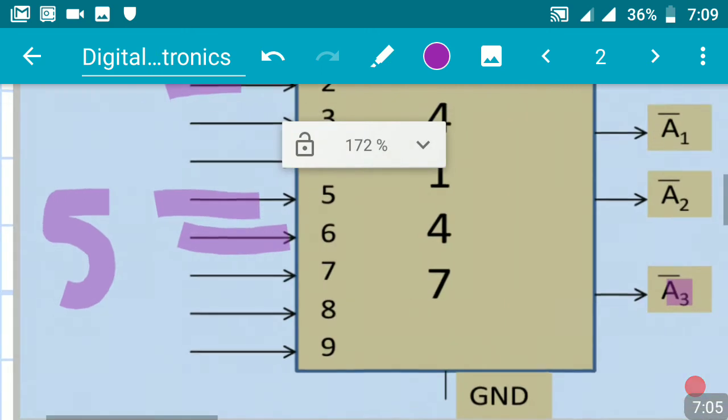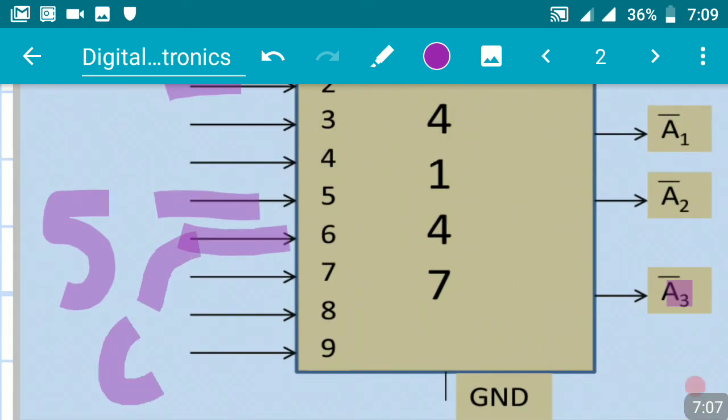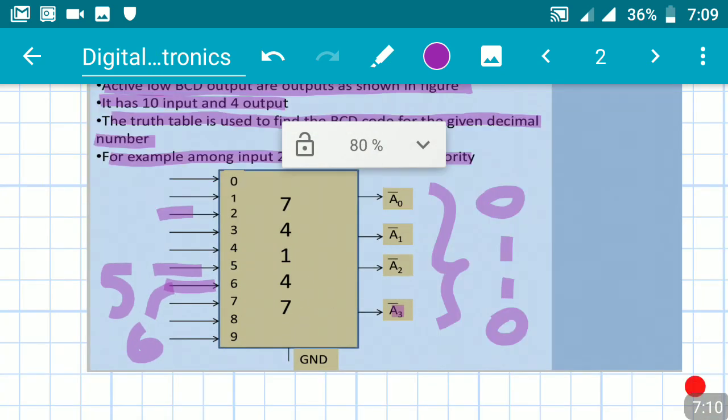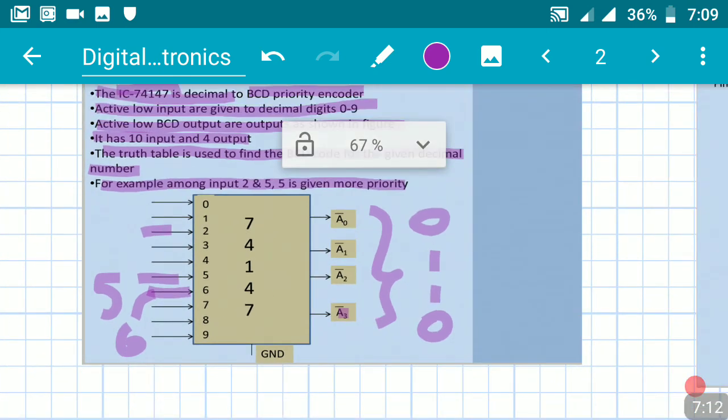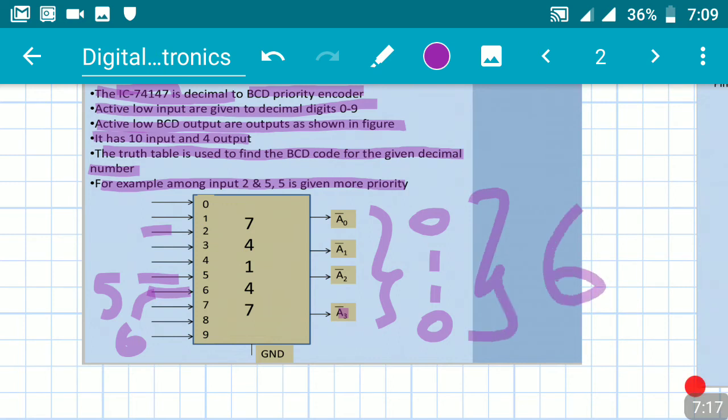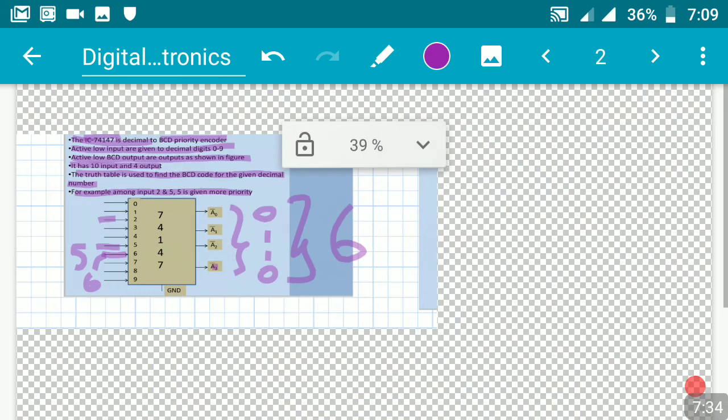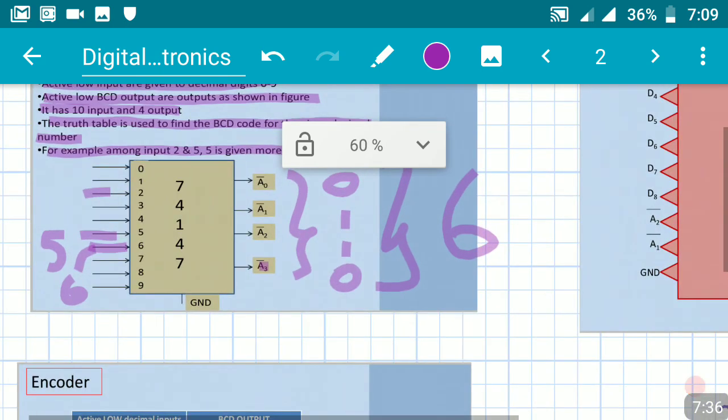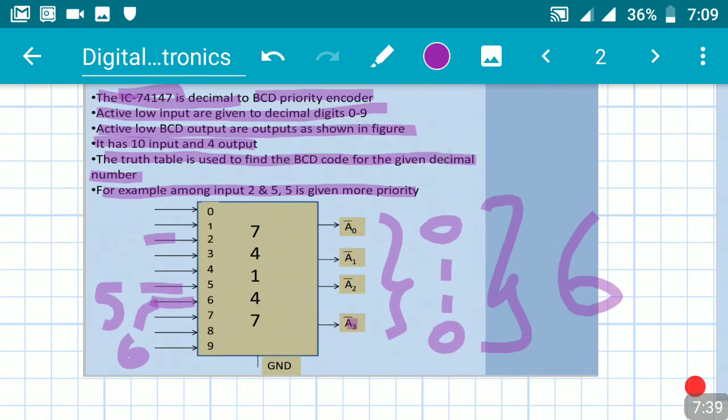If I have activated 5 and 6 at a time, which number is going to get the answer? What is the answer for which input that is going to be available at the output end? It will be 6 only, because the priority encoder gives the priority to the higher input that has been activated, and the input that is to be activated is to be made low. This is the clear explanation of the BCD to binary priority encoder.